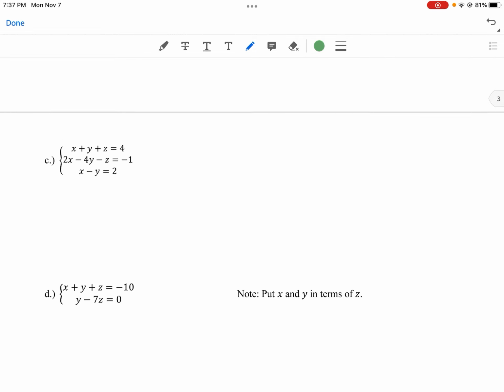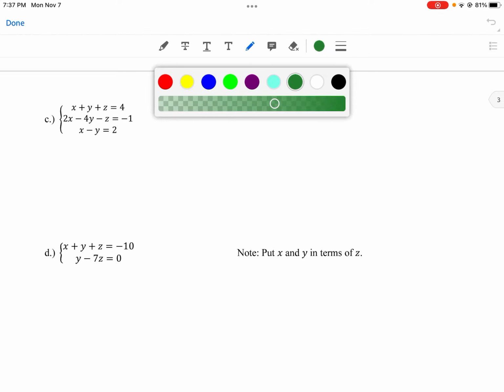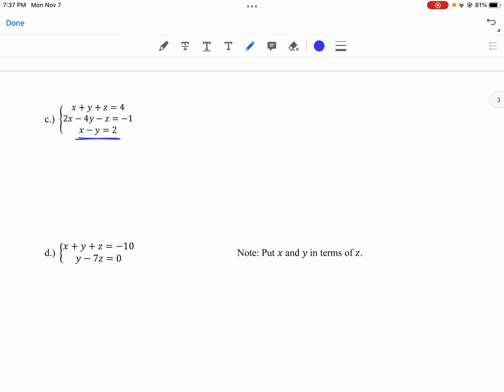Okay, we've got 2 more to do. As you look at this top one, the fact that this bottom row is already in terms of x and y, if I can use these other 2 equations and eliminate z, that'd be super helpful, because then I already have my 2 equations that have x and y. So it takes out a step for you. So I'm going to think about adding these 2 to eliminate z. So you'd have x plus y plus z equals 4, and 2x minus 4y minus z equals negative 1. So you get 3x minus 3y equals 3.